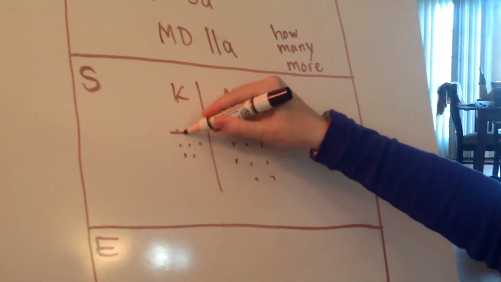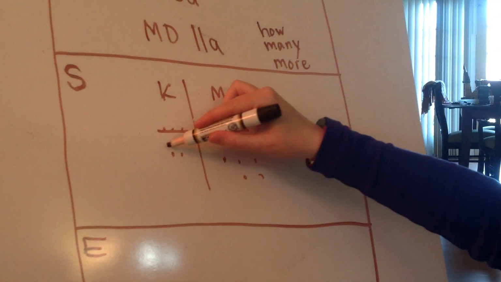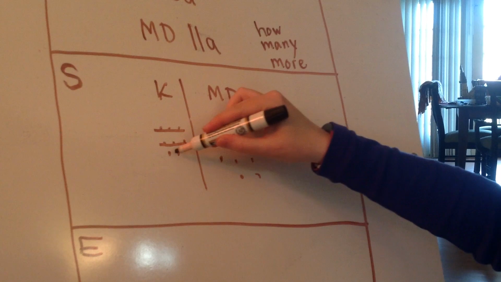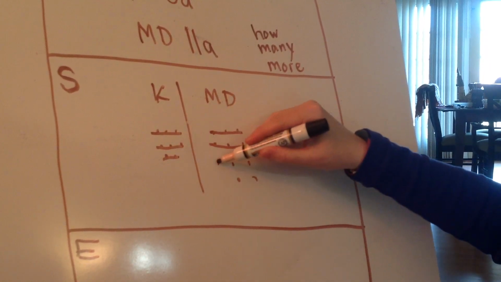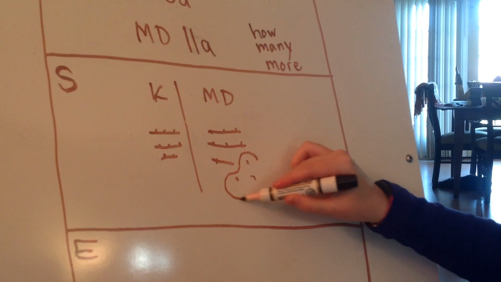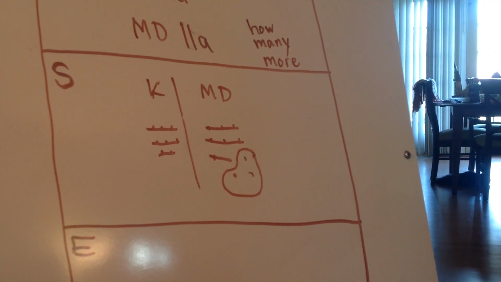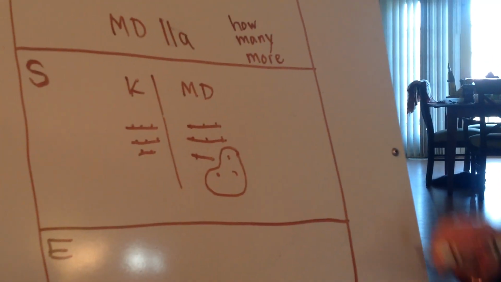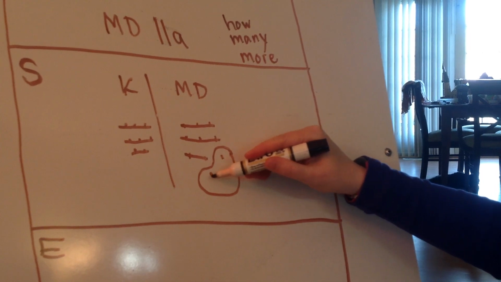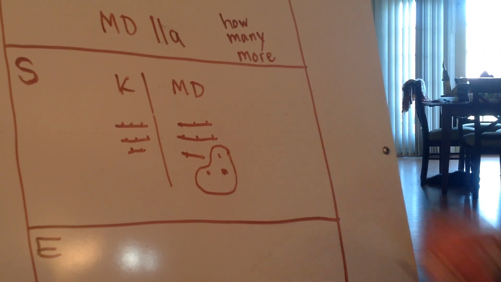So Kaylin has 3 apples, and I have 3 apples. That's the same. Kaylin has 2 apples, and I have 2 apples. That's the same. But Miss Drass has more. How many more does she have? That's a dot, by the way. She has 1, 2, 3 more than Kaylin.